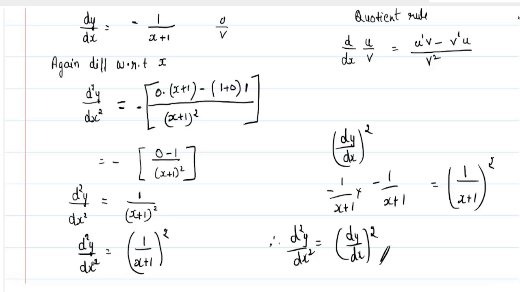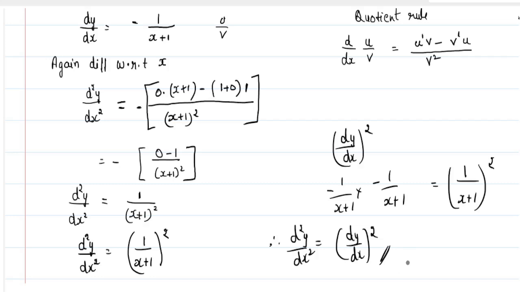We can write it as d square y by dx square equal to 1 by x plus 1 the whole square. Now in the question we have, prove that d square y by dx square equals dy by dx the whole square. So we'll take the RHS now. What is dy by dx? Dy by dx is minus of 1 by x plus 1. Substitute dy by dx here. That is minus of 1 by x plus 1 into minus of 1 by x plus 1 equal to, minus into minus will become plus, that is 1 by x plus 1 the whole square, which is nothing but the LHS. So d square y by dx square equals dy by dx the whole square.